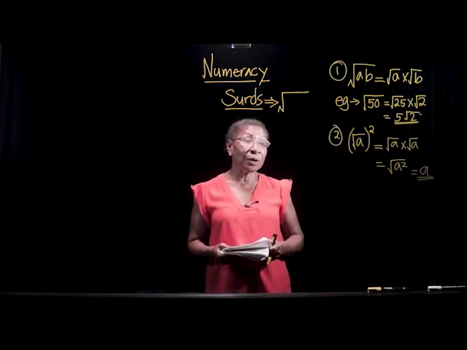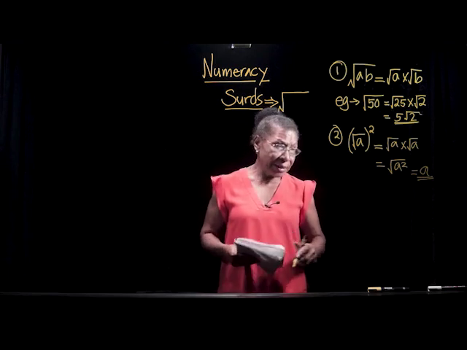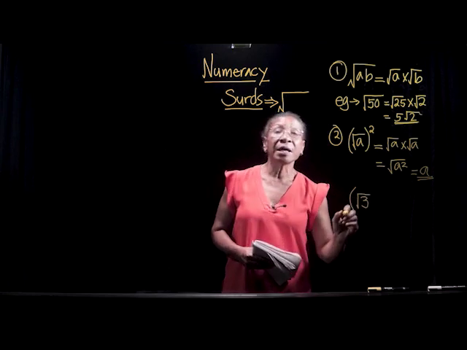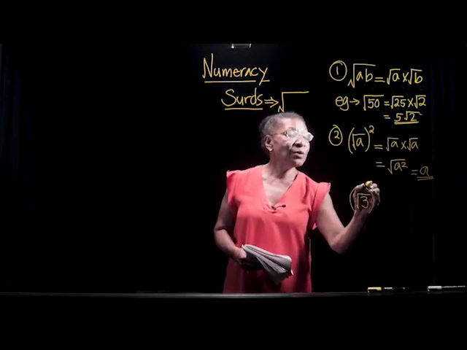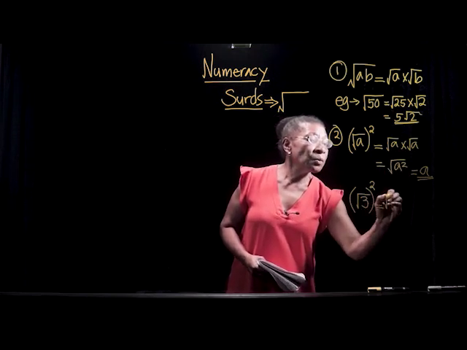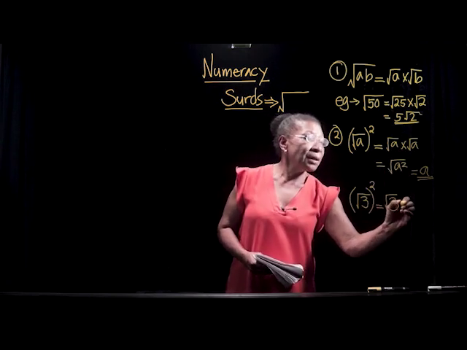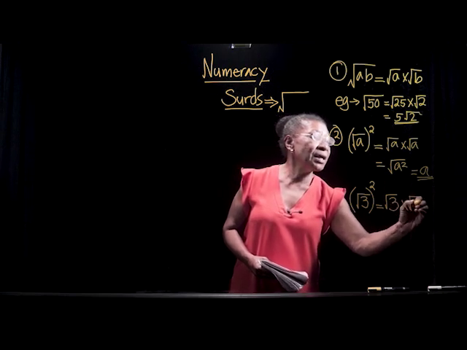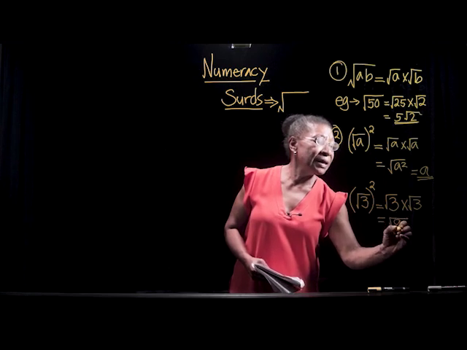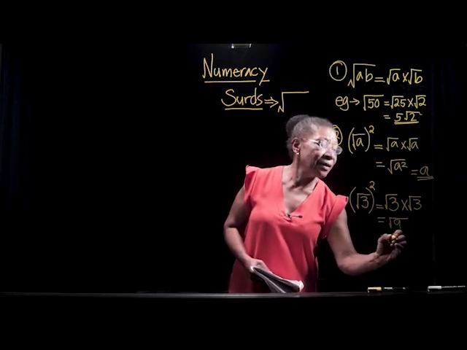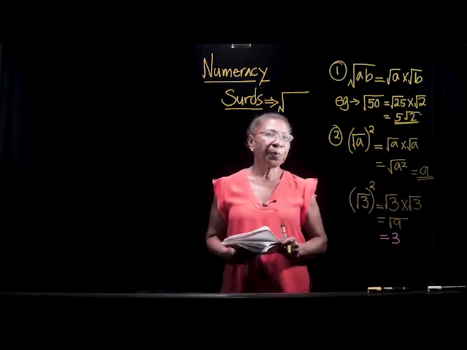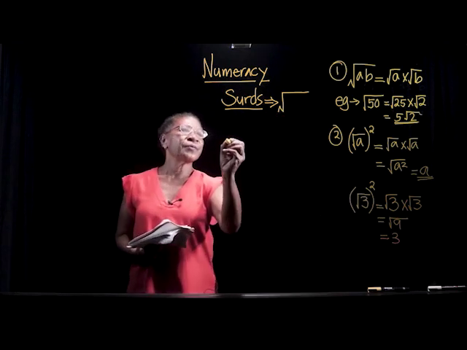Let's give a numerical example. If I have root 3, all of that raised to the power of 2, expanded, we go square root of 3 multiplied by square root of 3. That gives us the square root of 9, and the value is 3. That is example 2.